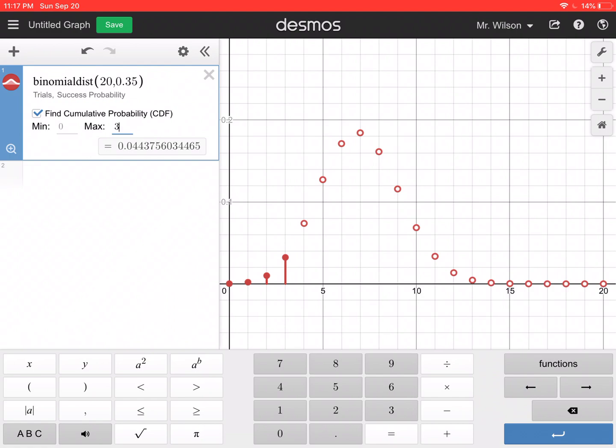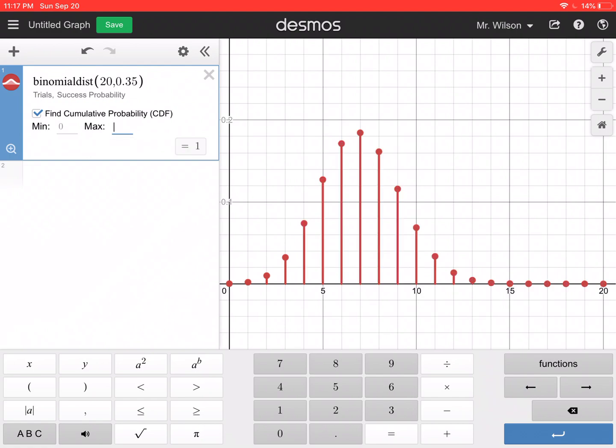And we can check that here on Desmos as well. So instead, I just set the minimum at 4, and then going up to 20.